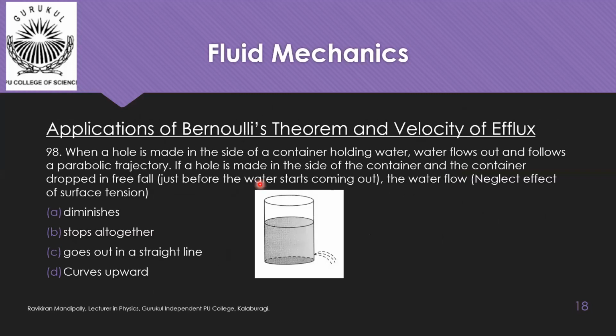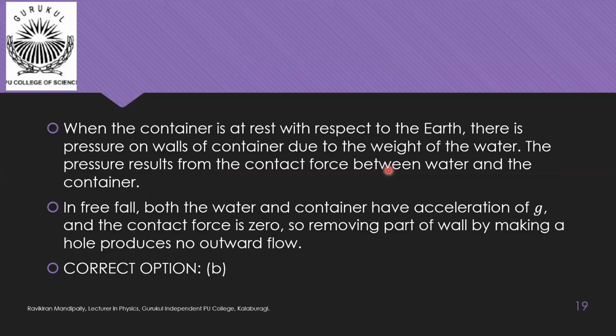Then question number 98. When a hole is made inside a container holding water, water flows out and follows a parabolic trajectory. If a hole is made in the side of the container and the container is dropped in free fall just before the water starts coming out, the water flow... neglect effect of surface tension. So just now I have mentioned, if the container is falling freely, then the liquid will not come out.